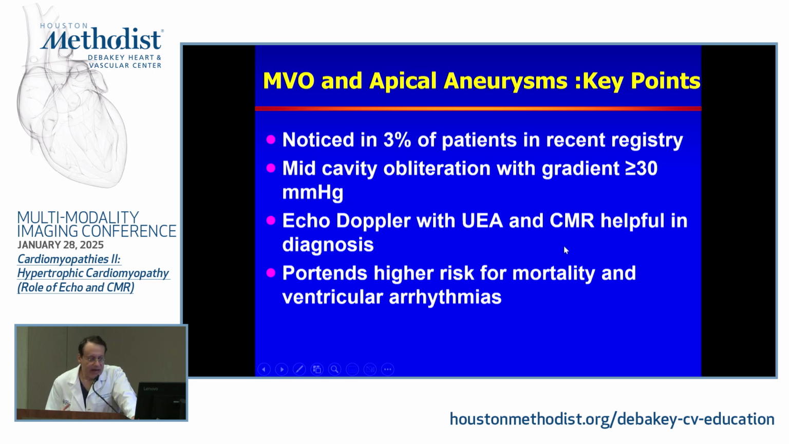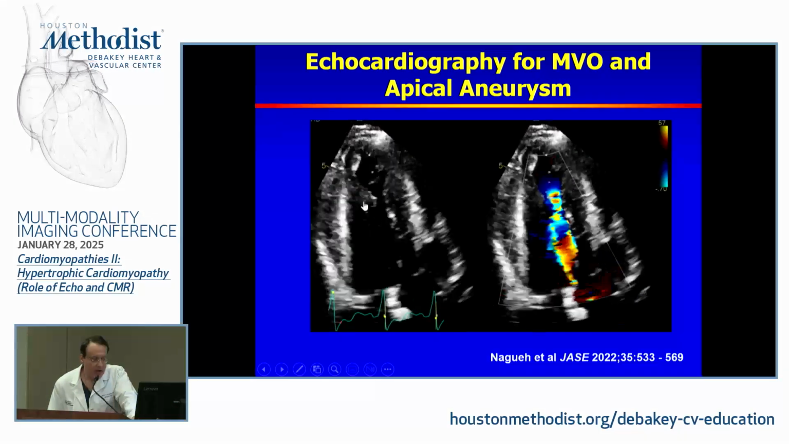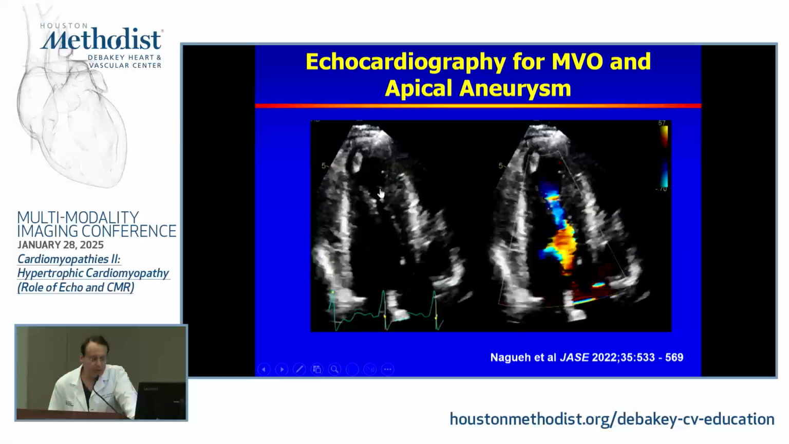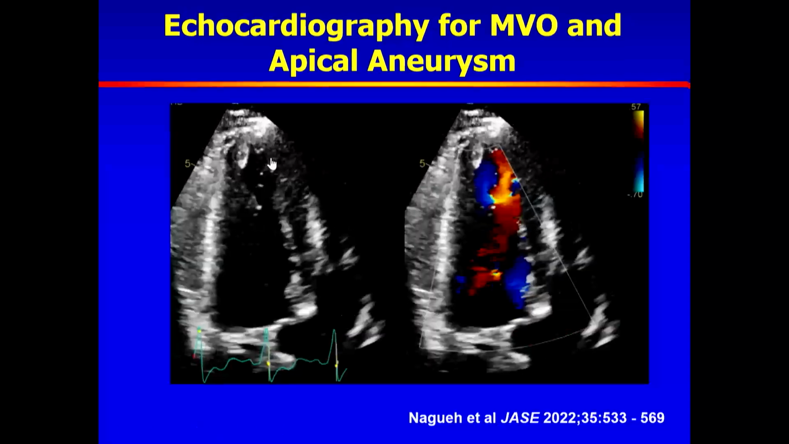The presence of an apical aneurysm portends a higher risk for mortality and ventricular arrhythmias, and in and of itself, irrespective of the size of an aneurysm, is considered a high-risk feature that should trigger a discussion of ICD implantation with these patients. That's an example with echocardiography. You see the mid-ventricular obstruction, you see the apical aneurysm, and it has a clot.